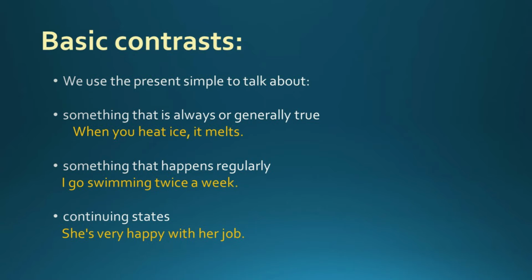Or something that happens regularly. For example, I go swimming twice a week. So something that happens regularly, for all your regular activities, you have to prefer present simple tense. Or for continuing states. For example, she is very happy with her job. So for all the continuing states, you have to prefer present simple tense. Now focus on your structures. Do you use this tense correctly? Is your English correct? You have to learn these uses of present simple tense.